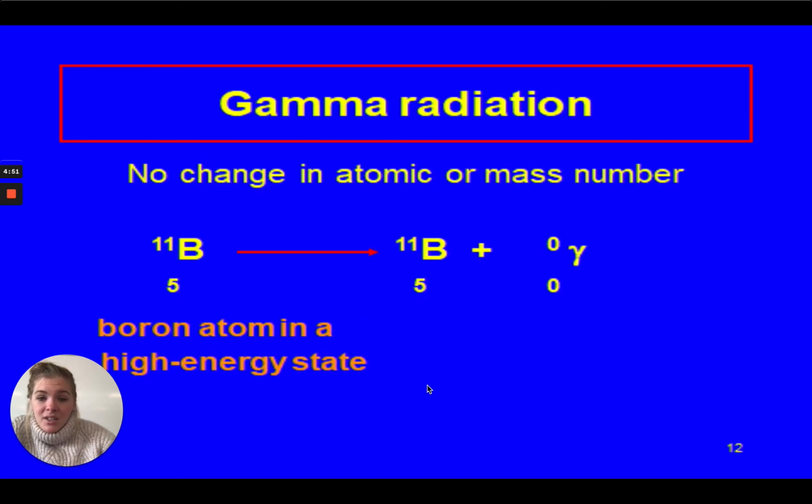Gamma radiation is very simple. There's no change in atomic mass or atomic number. We're starting with boron with atomic number 5 and atomic mass of 11. We're breaking it down to boron 5 with atomic mass of 11 and just emitting gamma radiation. Nothing is changing about the mass or the atomic number.